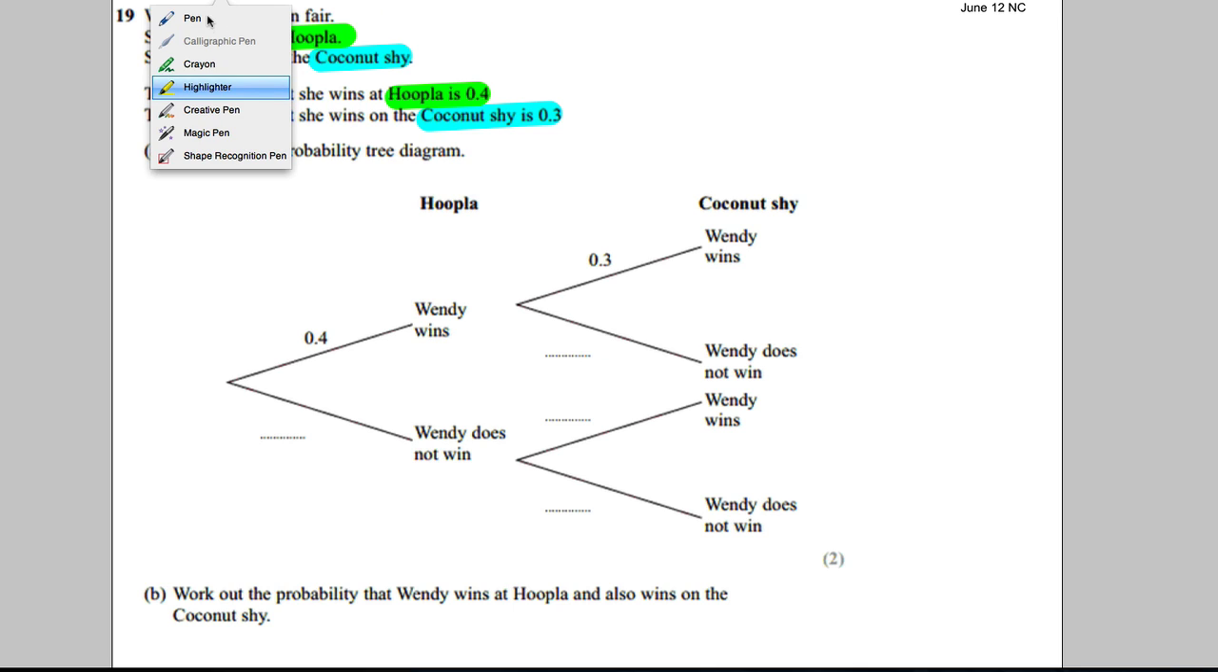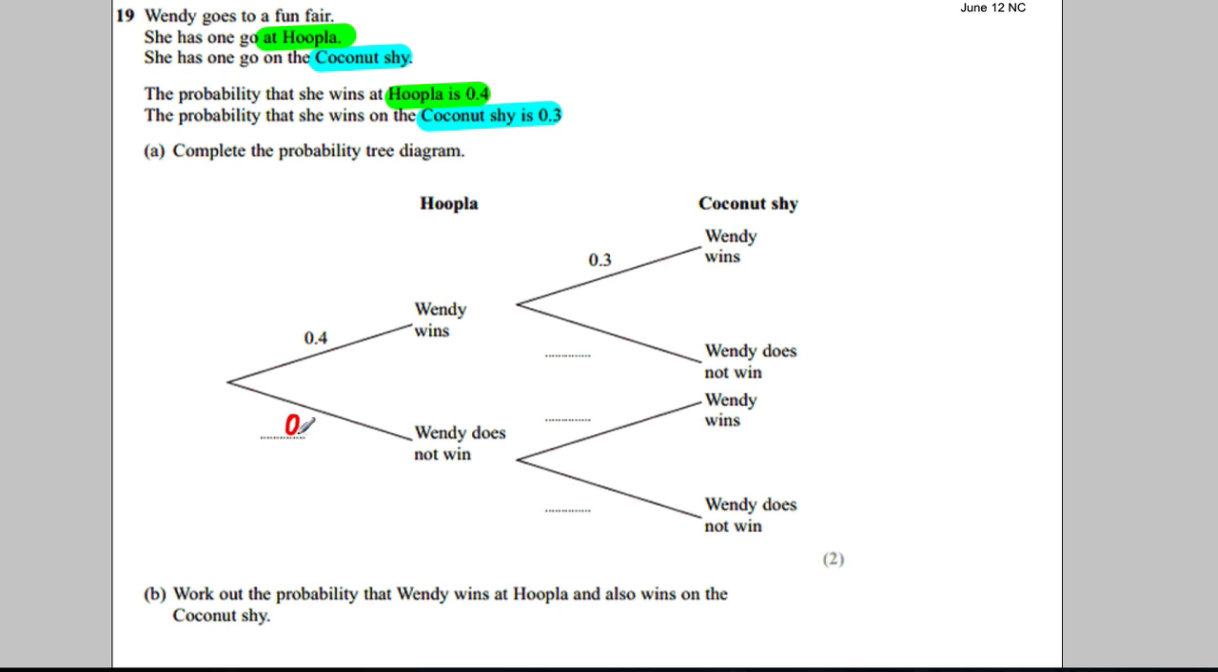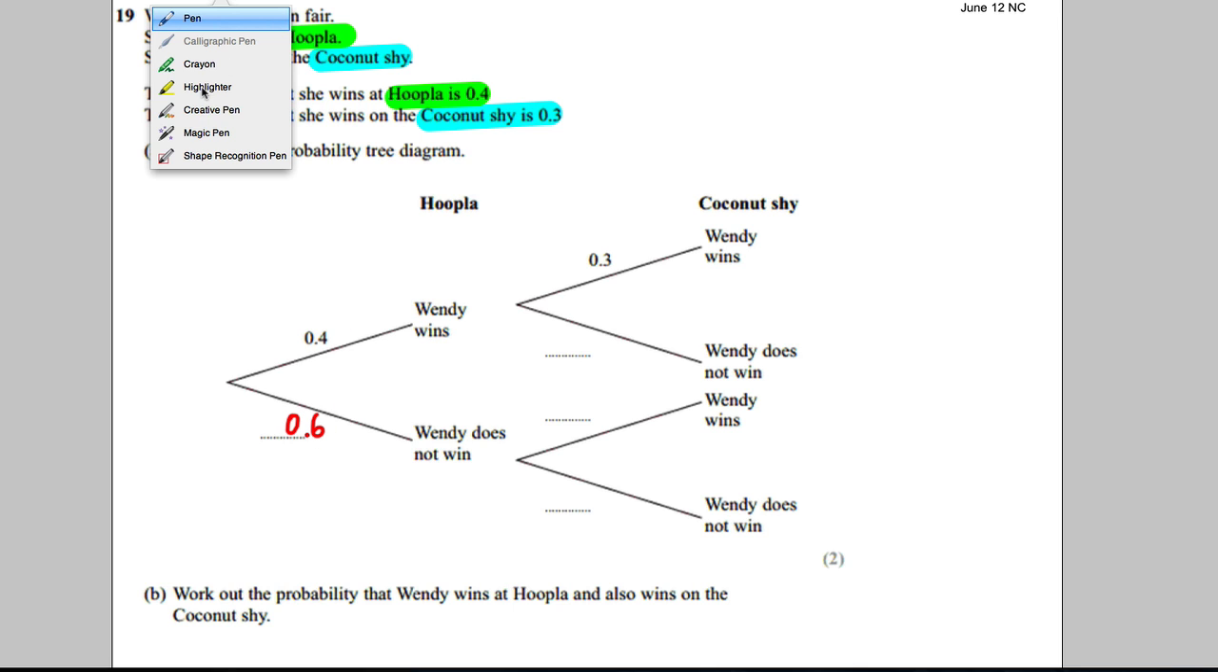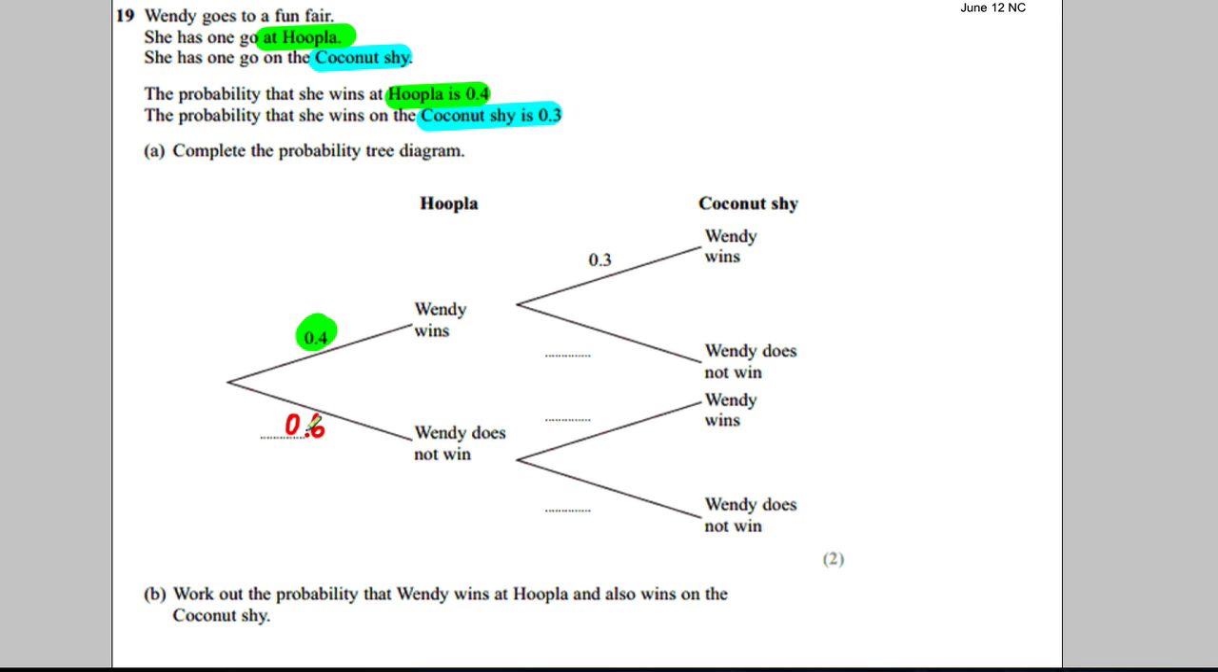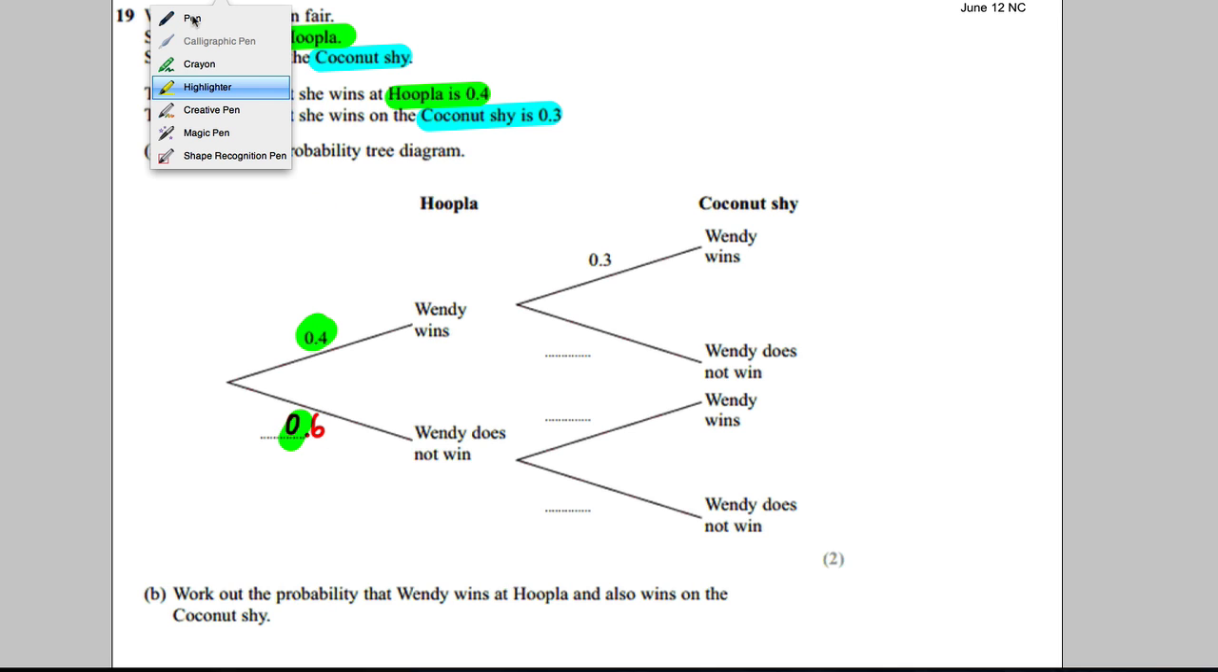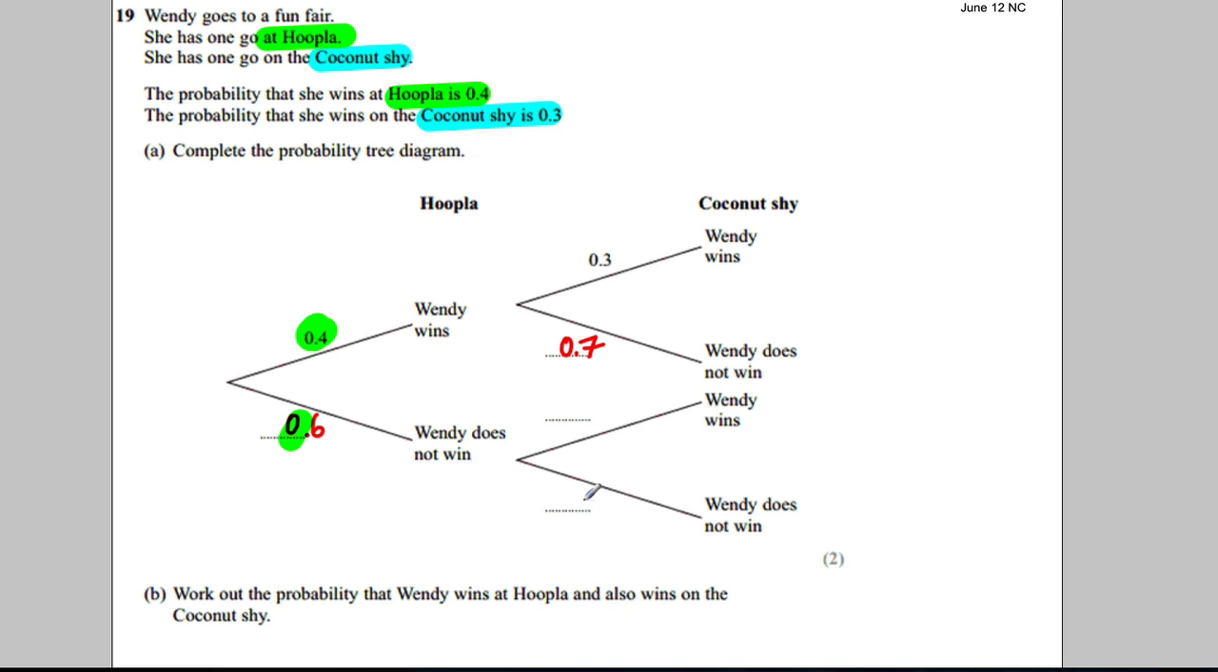Complete the diagram. So she wins on Hoopla is 0.4. So the probability she doesn't win must be 0.6, because these have to add up to 1. Okay, and then we go to Coconut Shy. The probability she wins is 0.3, so the probability she loses is 0.7, and you can complete that over here as well, because these obviously must add up to 1. So this and this must add up to 1, and this must add up to 1.